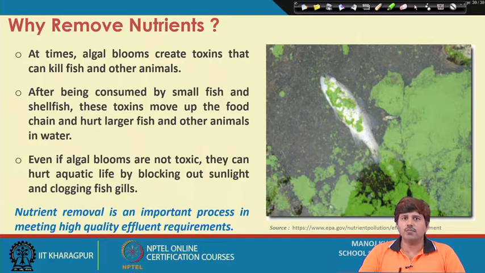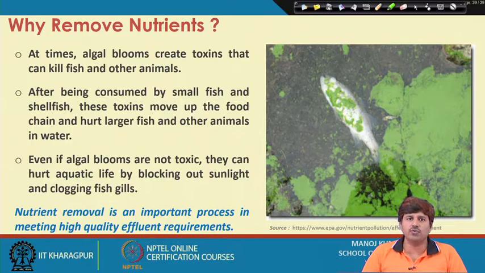Apart from this, algal bloom can create toxins which can kill fish and other animals in the water. So, DO depletion is one aspect, but it can actually add toxicants as well. If these toxicants are consumed by small fish, they will die. Then through the food chain, these are consumed by bigger fishes and other animals in the water, and from there it can actually reach even the human food chain.